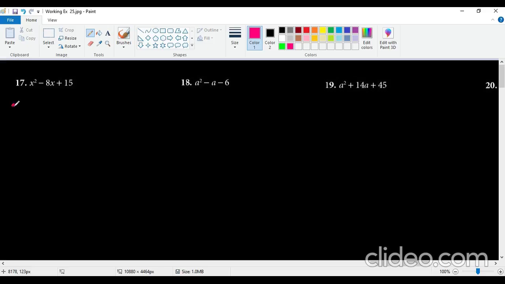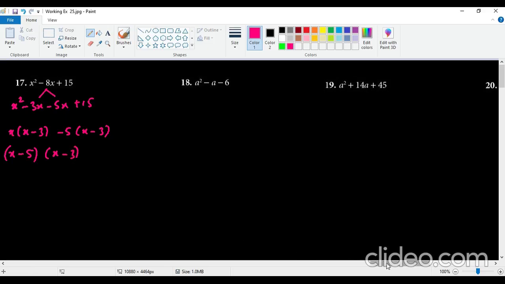X square plus 15 will be written like this. And I know very well that 3 times 5 is 15, and minus 3x and minus 5x is going to give us a minus 8x. That's why I've written minus 3x and minus 5x. X is common between them, copying down x minus 3, and the middle term is minus 5x, so I will write minus 5. So x minus 5 and x minus 3 is going to be the answer for this question.